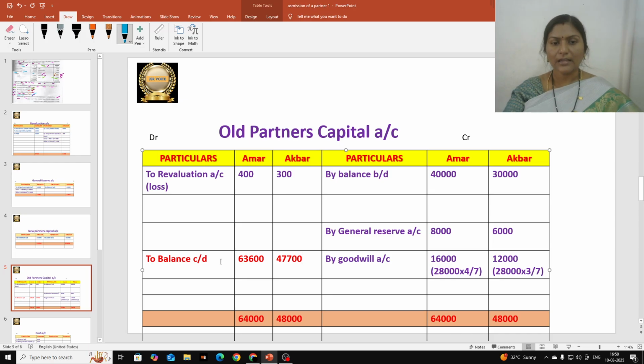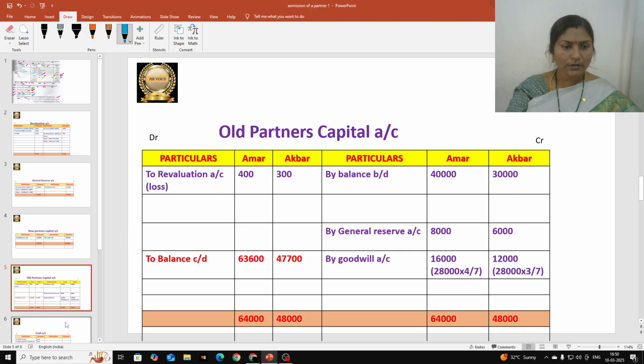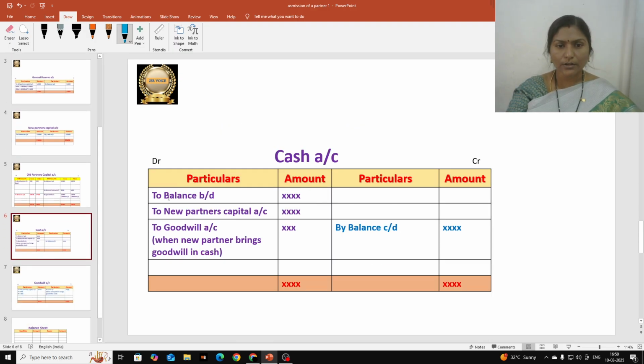47,700. Okay, so this is how we prepare old partners capital account. Hope this is clear, students. So let us move to next account. Next account is cash account. So cash account format is this. You have to learn the formats. Already I explained in the previous lecture all the formats. Same formats, you have to keep it in your mind and take the values from the question and record.